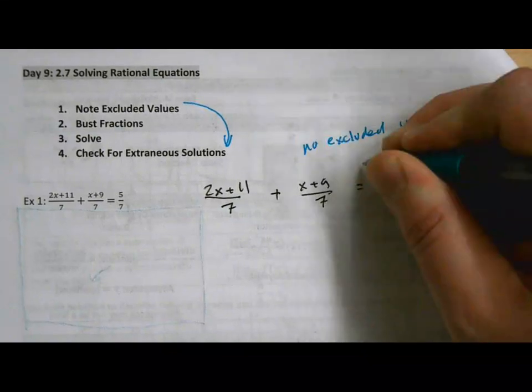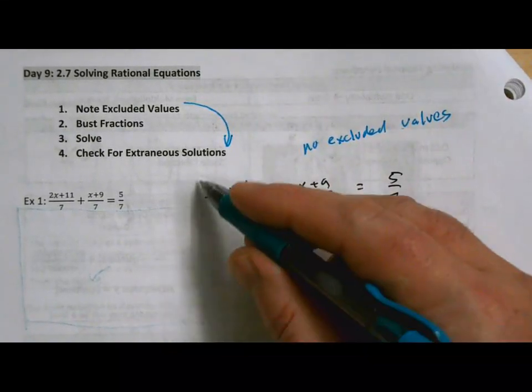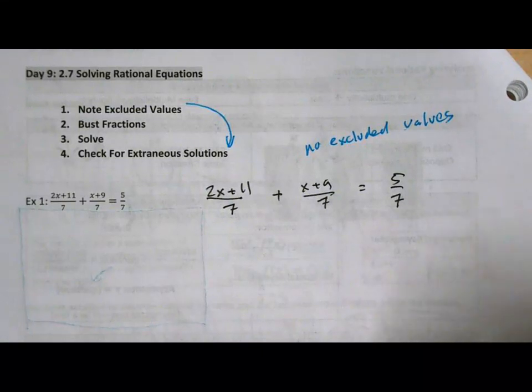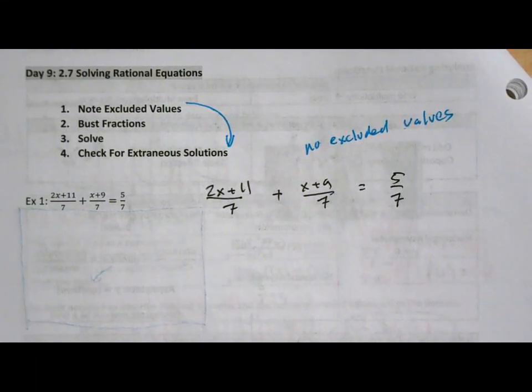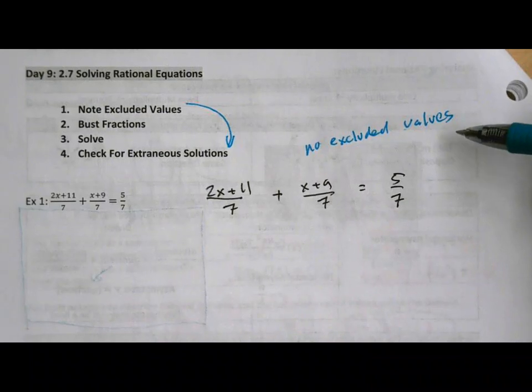Another way to say that would be if I were to look at the domain of both sides, the domain of both sides would be all real numbers. There's no real number that I can't put into this equation. If that's not making much sense to you, wait for the second example. We're going to see excluded values there.